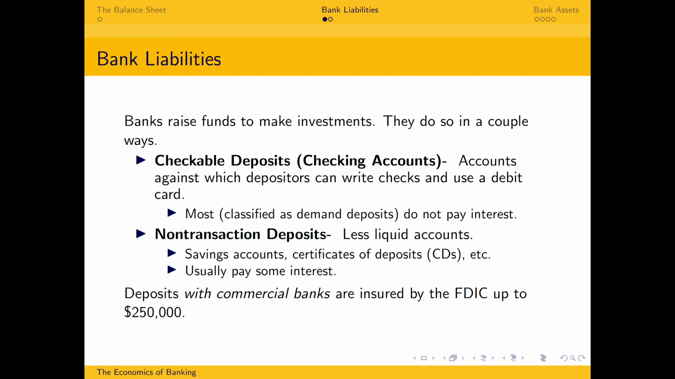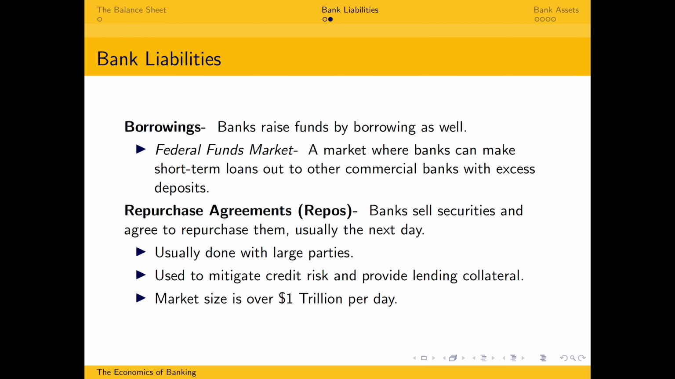Now, another important thing to remember is that all these deposits with commercial banks are going to be insured by the FDIC up to $250,000, and banks will have to pay into that, and we're going to get into that a little bit later on. But it's not really a significant risk for you to deposit in a bank. I just wanted to put that in there since I went on that little tangent about us being the lenders.